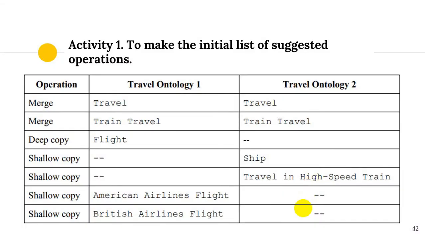So the initial list of possible operations for the two ontologies of the previous figure will be the one that appears in the following table. We propose to merge those classes that have similar names in both ontologies, like travel and train travel. And we also propose to make a deep or shallow copy of the classes that are not common to both ontologies, depending on whether they have subclasses, like flight, or they don't.